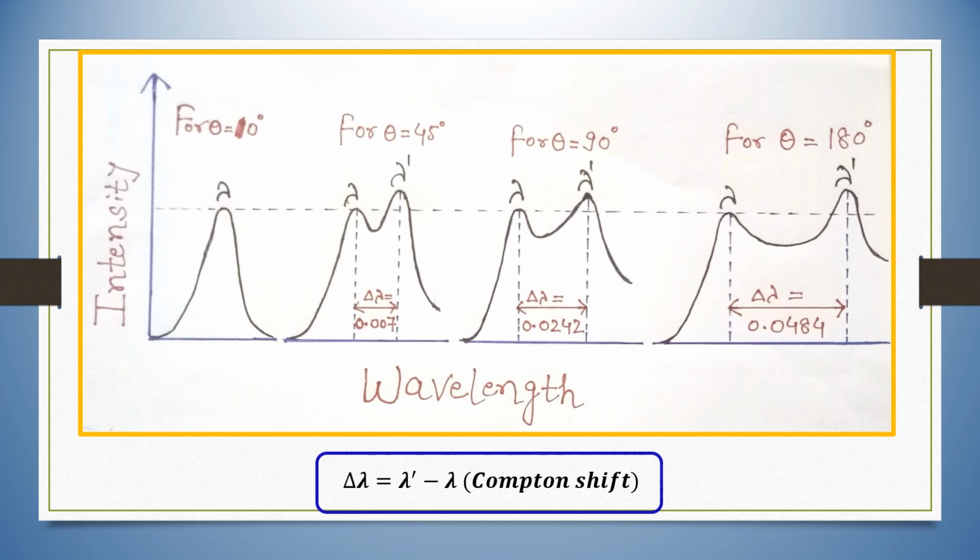Classical theory was not able to explain this experimental result. In the classical picture, the wavelength of the scattered radiation is expected to be the same as the wavelength of the incident radiation when X-rays are scattered by a target material.